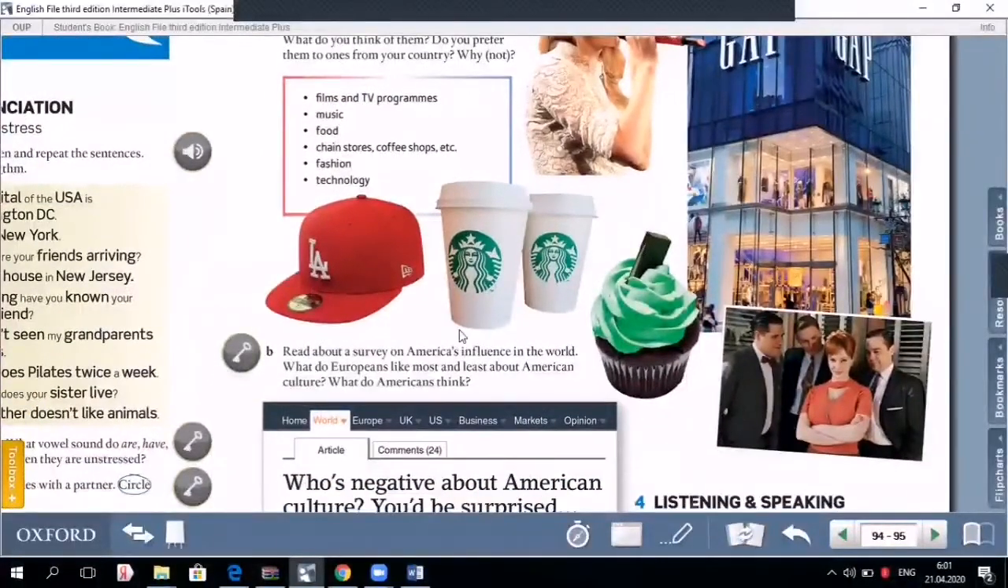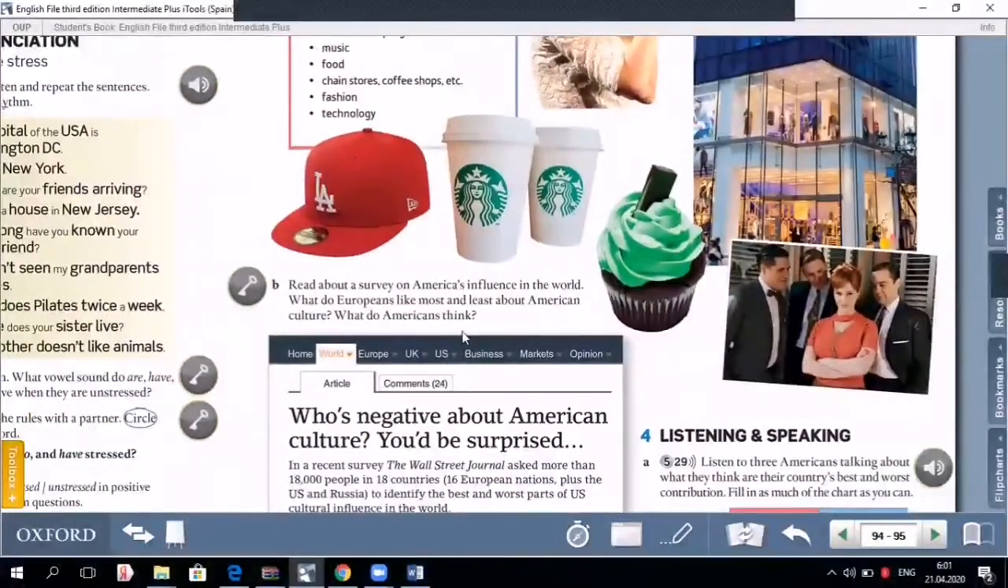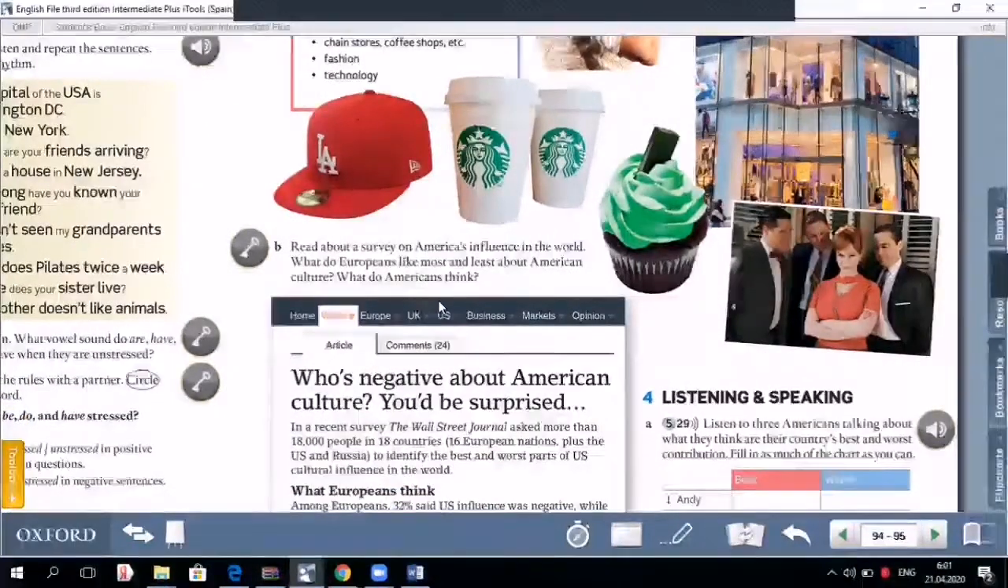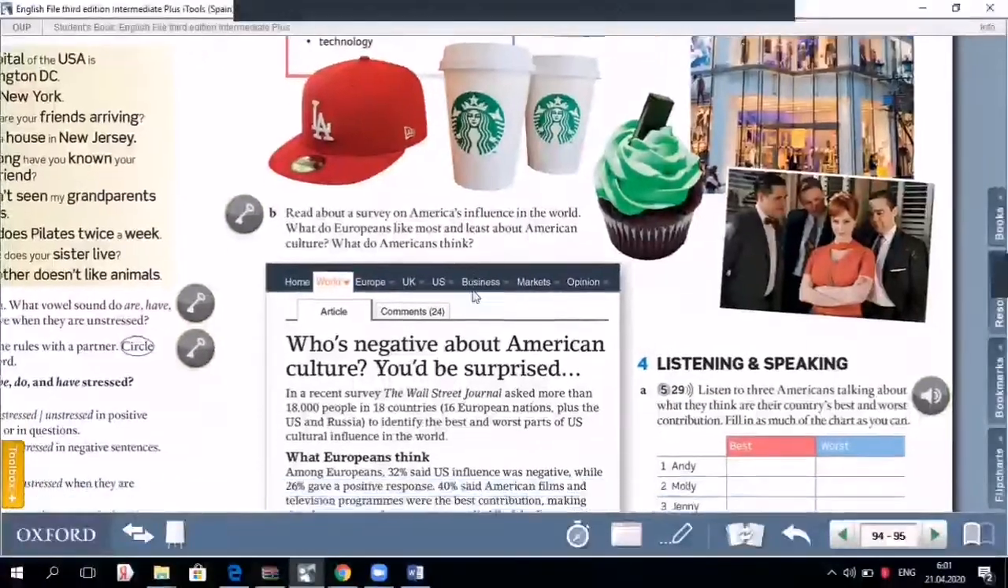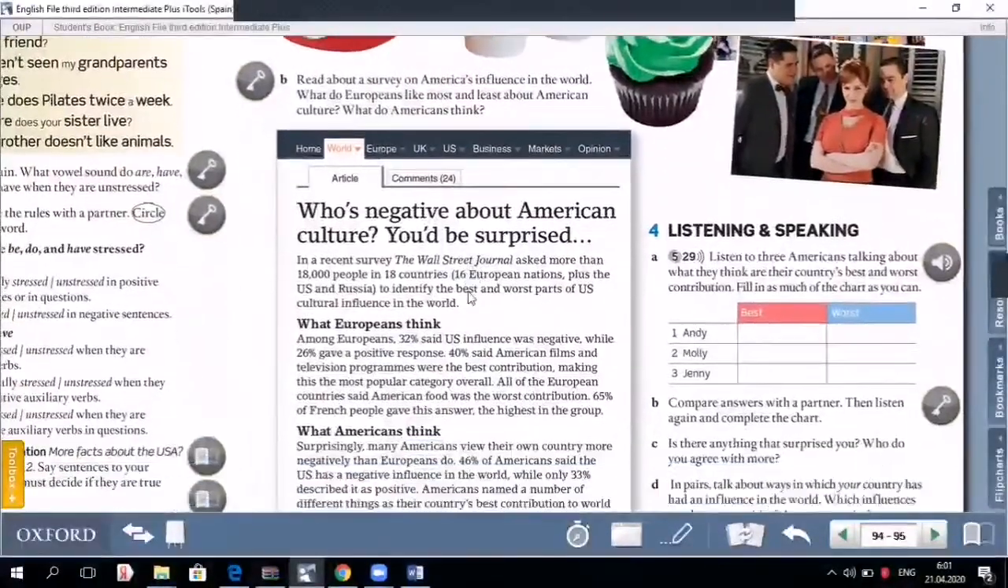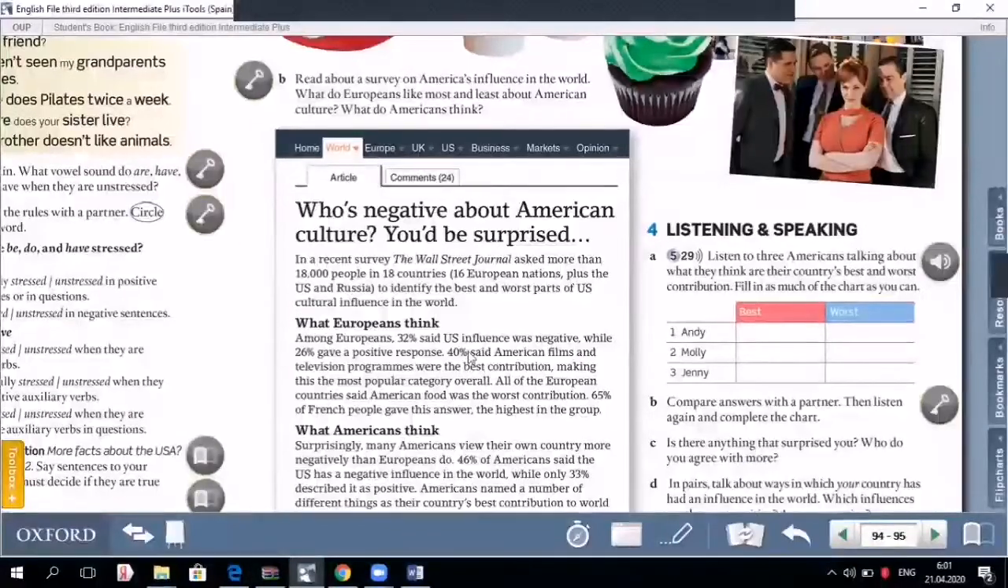So, people have done some surveys on American influence in the world. What is the influence or impact of America on the world? Read about a survey on America's influence in the world. What do Europeans like most and least about American culture? What do Americans think? You should do this task and then you can check your answers, where you have mistakes and where you haven't. So, who's negative about American culture? You would be surprised.